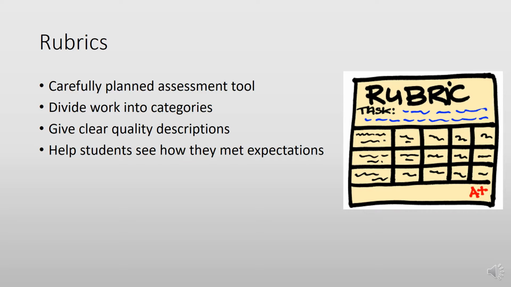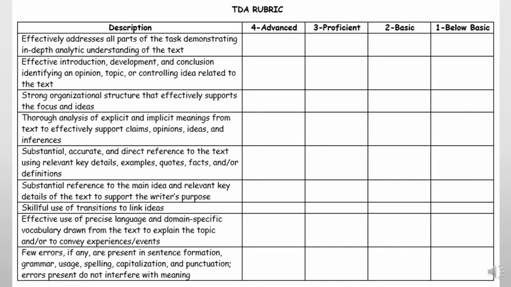Now onto rubrics. So rubrics are a carefully planned assessment tool. It divides work into categories. It gives clear quality descriptions, and it helps students to see how they met expectations. And these rubrics can be used for just about any task. All of the alternative assessments that I mentioned, and even summative assessments, rubrics can be used to help with the grading process. This is an example of a TDA rubric that I created for my elementary students. It was a way that I could show that the students were meeting their objectives and improving throughout the school year on their writing.